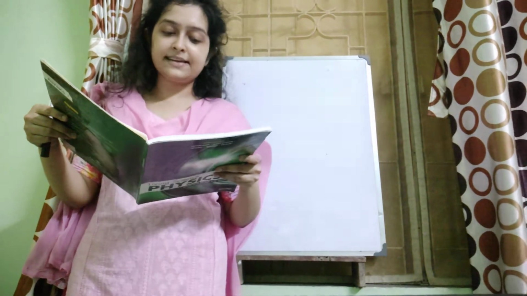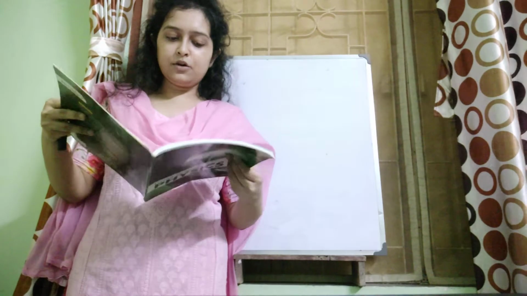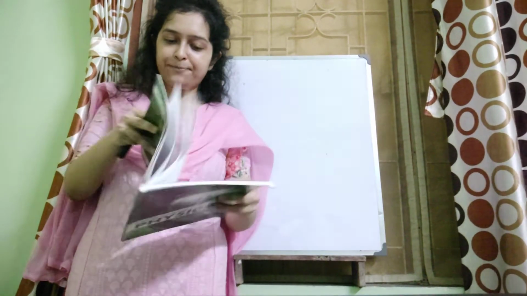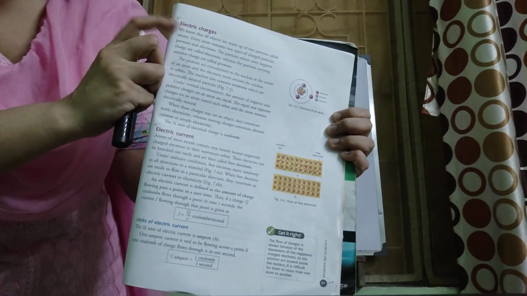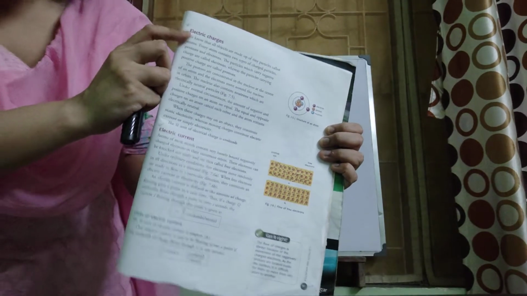Also this year, a reduction has been made that you don't have to do series circuit and parallel circuit. So what are the things which you don't have from this chapter? Basically, you will straight away start from electric charges in this chapter.